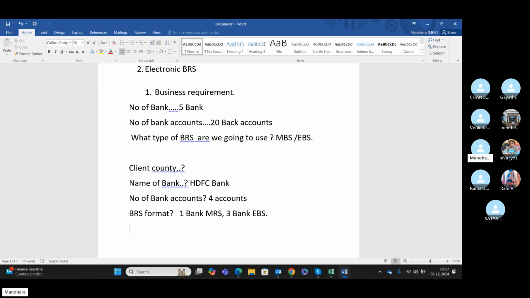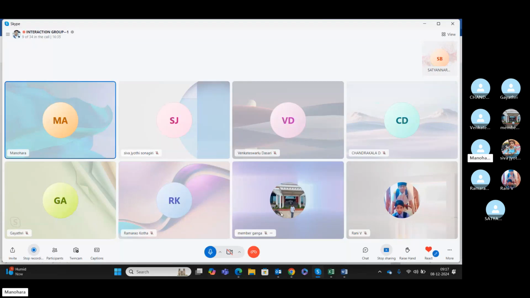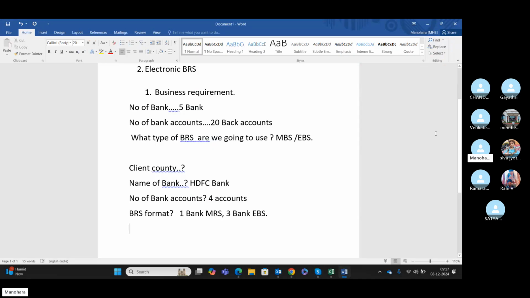For one bank we will do manual BRS, and for the rest of the 3 banks we will use electronic BRS. Most companies work like this. Here we can take real-time clients as examples of how they are using it: one bank with manual BRS, and three banks with electronic BRS.